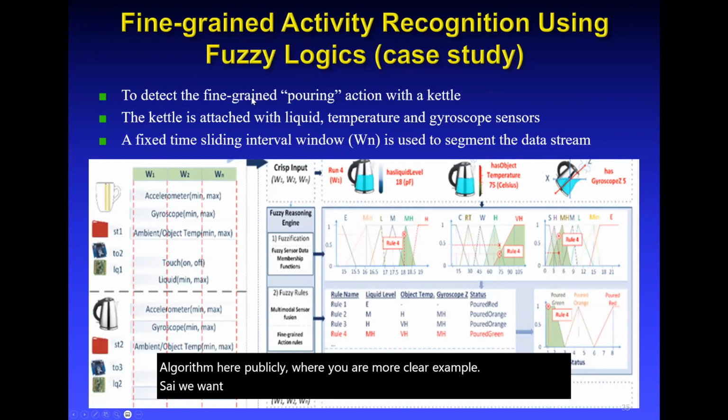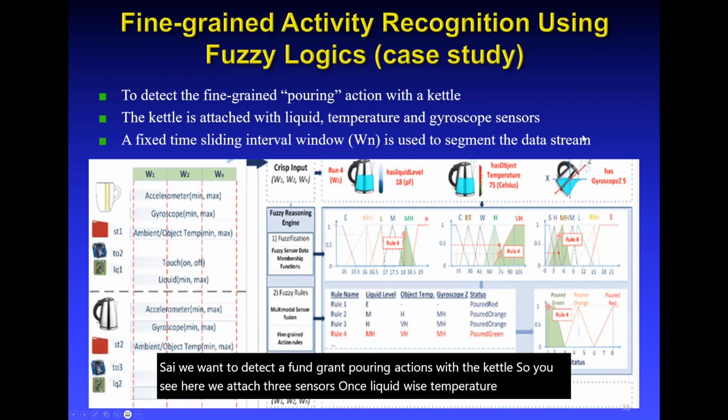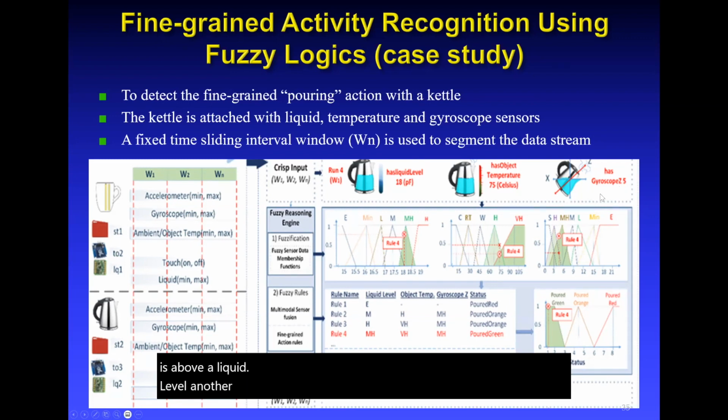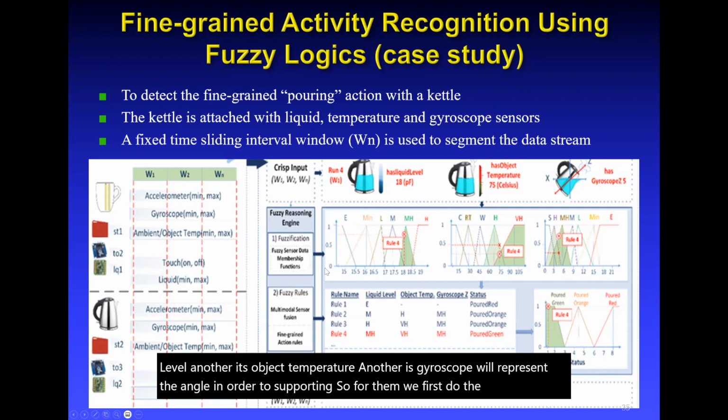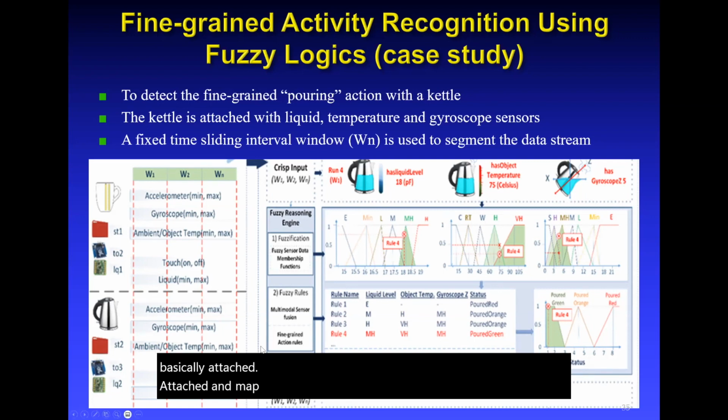Here, probably a clearer example. Say we want to detect fine-grained pouring actions with a kettle. So you see here we attach 3 sensors: one is liquid, one is temperature, one is a gyroscope. With the data coming in, it will segment it. For each segmented data set, you see at the top, we collect 3 sensor data: one is liquid level, another is object temperature, another is the gyroscope representing the pouring angle. For them, we first do the fuzzification, basically map them to the values, and then there are fuzzy rules which will do the inference, and when the rule is met, then you can recognize the activities.